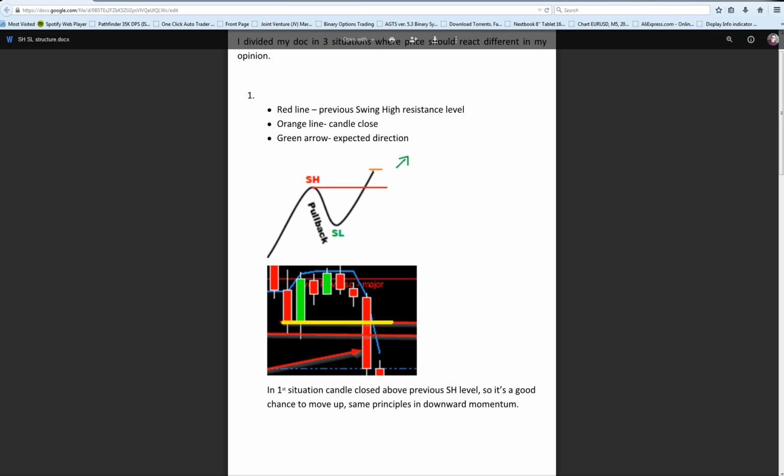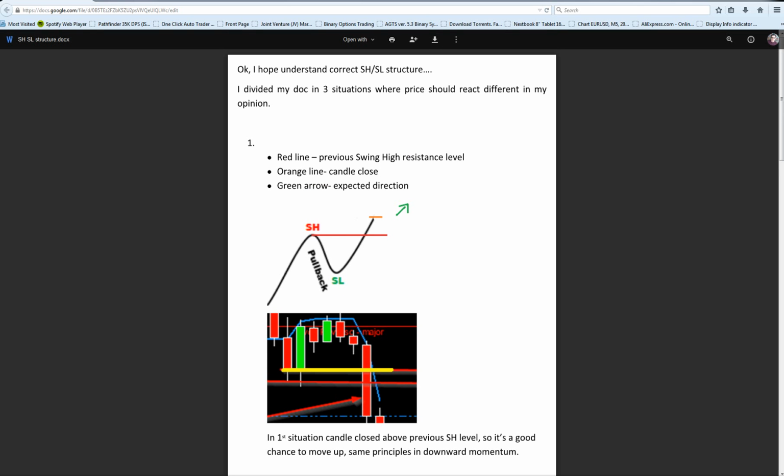Okay, so as he points out here, there are basically three situations you're going to have with a swing high, swing low. All we're talking about with a swing high, swing low is when price moves up, down, and then up again. The first one you're going to get is when price breaches, and let me make this very clear, closes above the previous swing high.